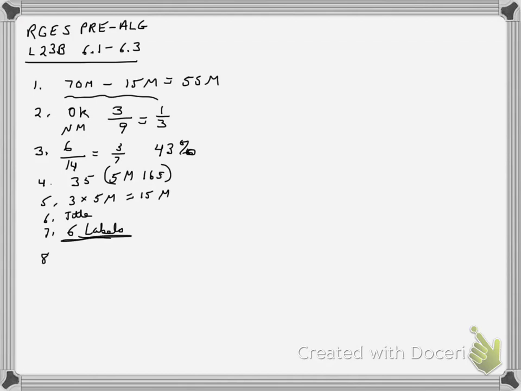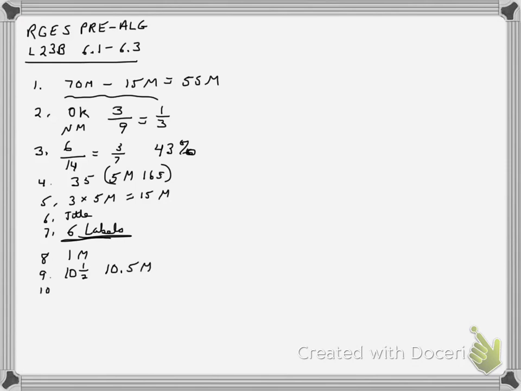8, each car represents how many automobiles? We find that in the scale down below, so that would be 1 million. 9, how many cars did the U.S. produce? So we're going to count up those cars. We're going to get 3, 6, 9, 10, and 1/2. So what would that be? 10.5 million.